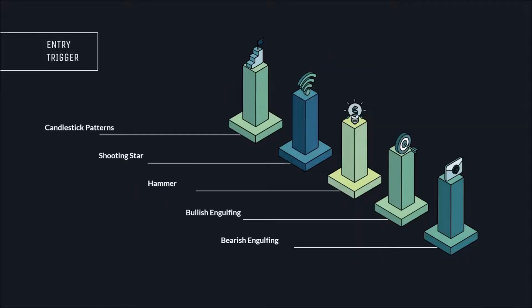Lastly, you want to see an entry trigger. There are many entry triggers that you can look for when you want to buy. These include candlestick patterns such as shooting star, hammer, bullish engulfing, and bearish engulfing. And if you see this, it could be your point to sell or your point to buy.